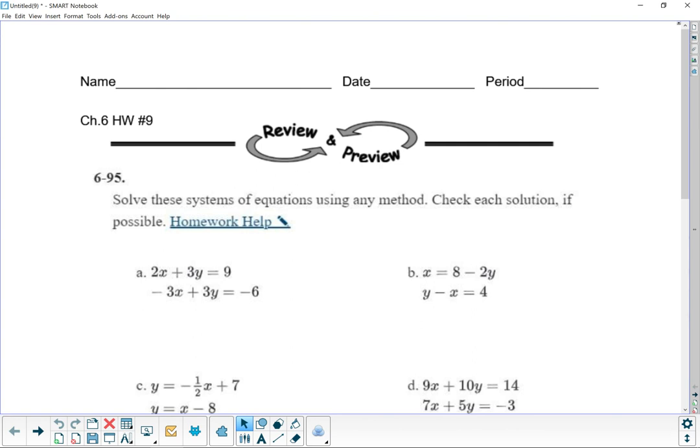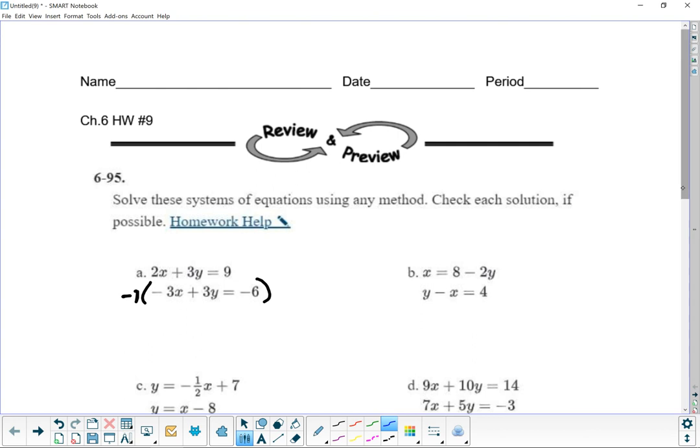All right, so this one right here, let's look at A. It looks like we can almost cancel out the three y's and the three y's. We need one of them to be opposite, negative. So I think I'm going to do the bottom one. I'm going to go ahead and multiply the bottom equation by negative 1. So that means the top equation is still going to stay the same.